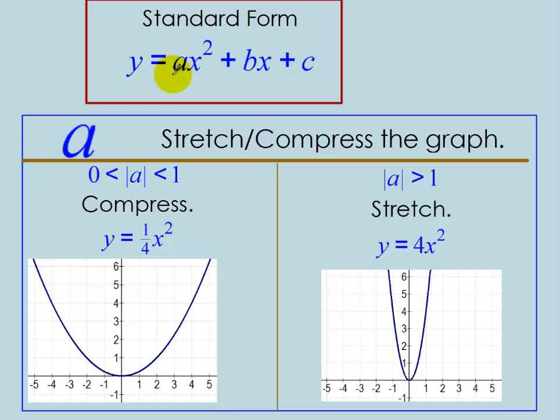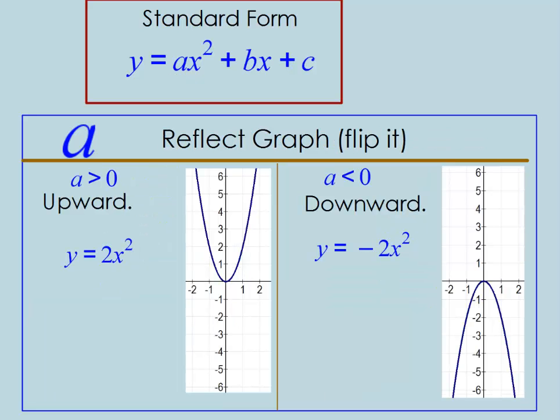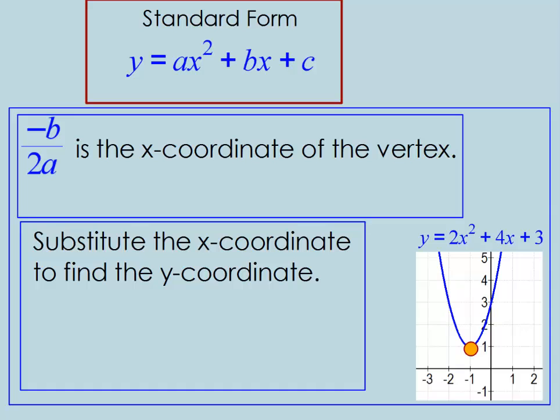Just like in the vertex form, the a value stretches and compresses the graph in the same way as before. It also reflects the graph. This is what's different. Finding the vertex is a little bit different because we don't have an h and a k. We have this b and c. So what you have to do is the x-coordinate of the vertex is negative b over 2a. And so you have to use that formula to figure out what the x value is. Then you substitute it in the x-coordinate to find the y-coordinate.